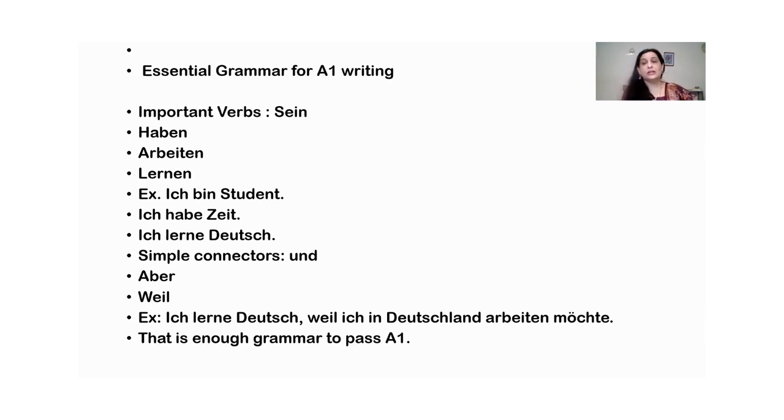What are connectors? Connectors are the words which join two sentences. Then aber, but. That also you can use. I have just given one example, but you can add your own sentences. You can make your own sentences using und, aber, weil. It is very, very beneficial. So that is enough grammar to pass A1. Understood? I hope this is clear to you.